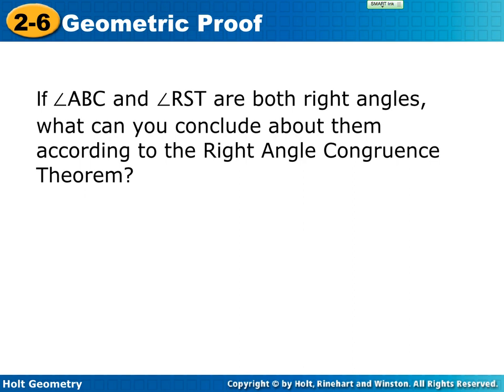Don't go into 90. The theorem says they are congruent. That's it. What says that they're 90 degrees would be the definition of a right angle. So that's a different thing. Okay? So just simply angle ABC is congruent to angle RST. All right, that one will be easy to remember. Called the right angle congruence theorem.